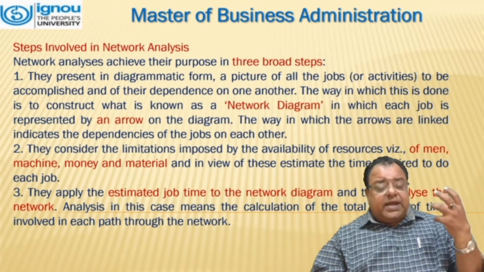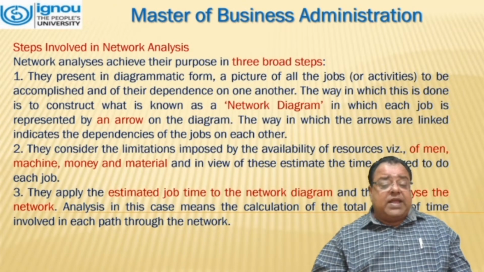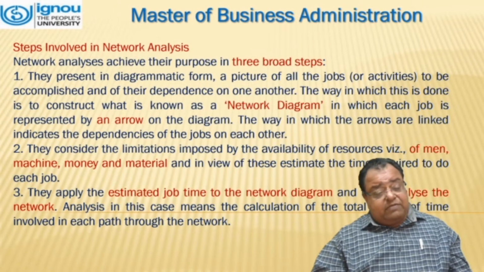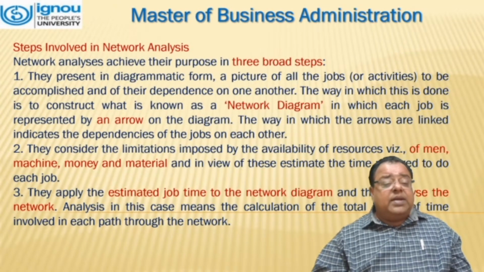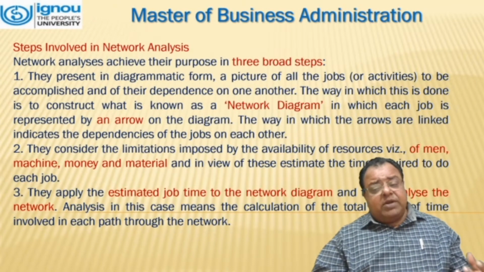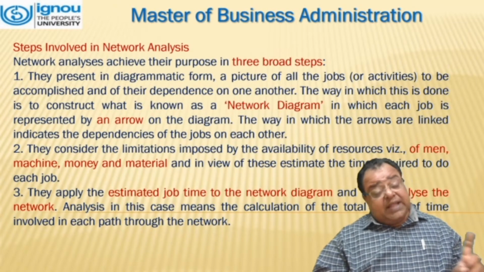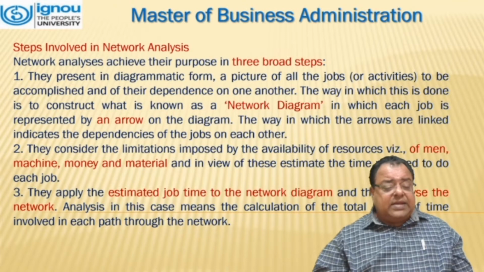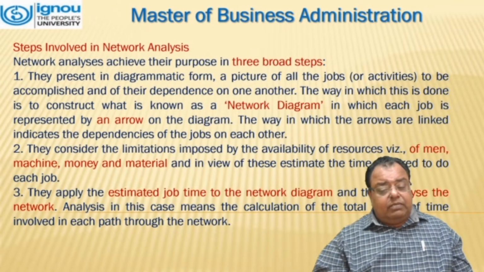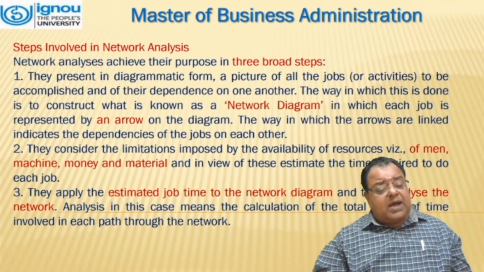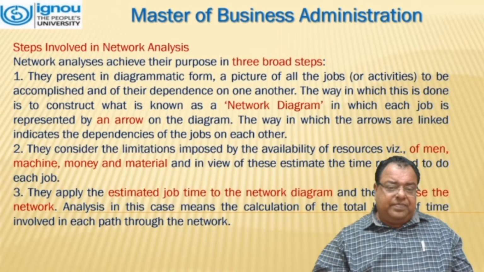Secondly, they consider the limitations imposed by the availability of resources, which can be in the form of money, machine, manpower, and material, and in view of these, estimate the time required to do each job. And thirdly, they apply the estimated job time to the network diagram and then analyze the network. Analysis in this case means the calculation of the total length of time involved in each path through the network.